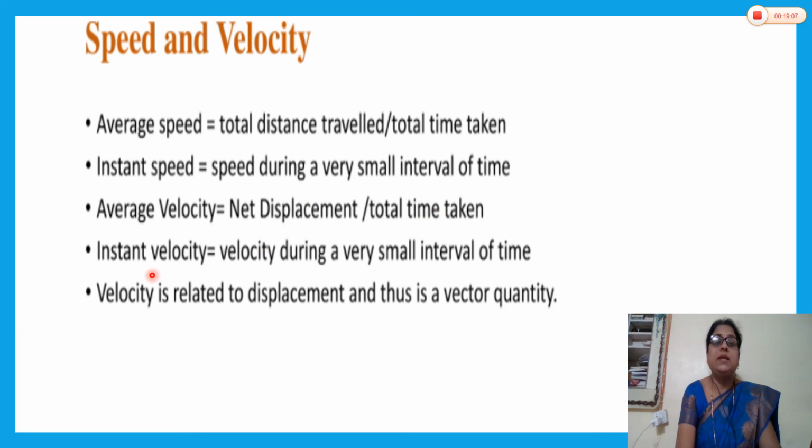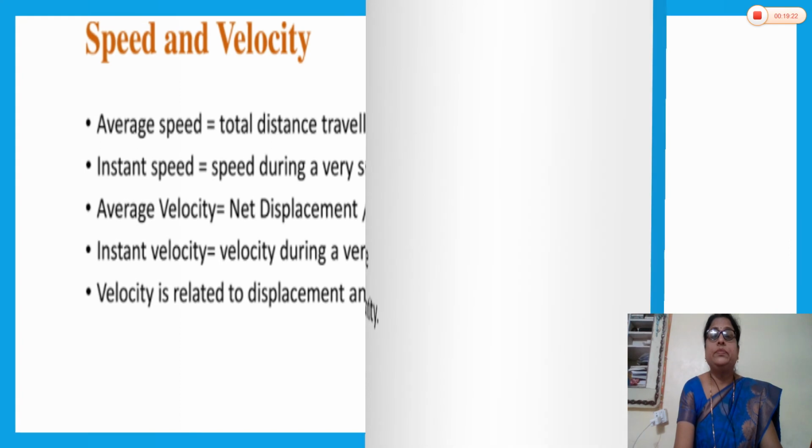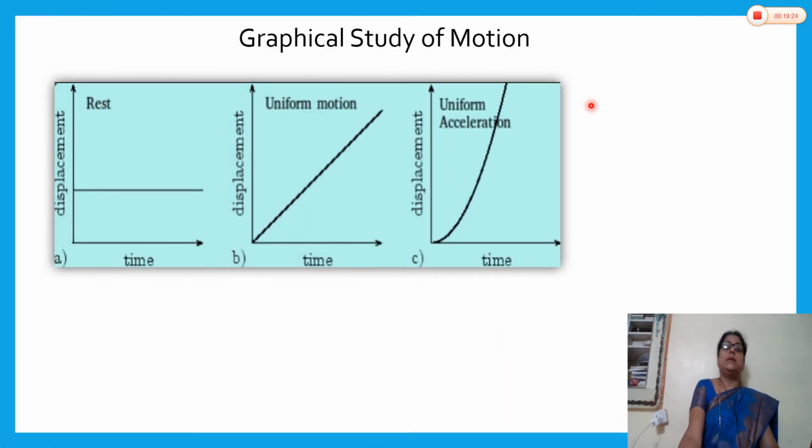What is the instantaneous velocity? It is the velocity during a small interval of time, that is, at the given instant. That is the instantaneous velocity, and velocity is related to displacement, and it is a vector quantity. Now, we discuss the graphical study of motion. In the graphical study of motion, the first graph is the distance time graph. These are the displacement time or distance time graphs.